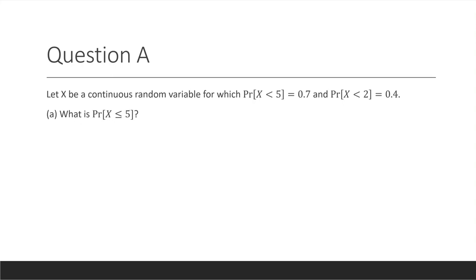Let x be a continuous random variable for which the probability that x is less than 5 is 0.7, and the probability that x is less than 2 is equal to 0.4. What is the probability that x is at most 5?